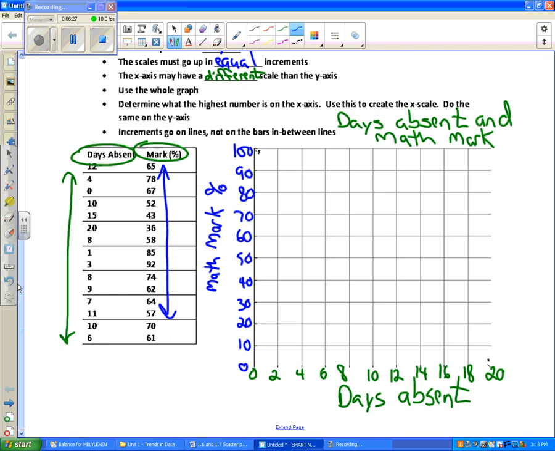So now I want to plot these. I'm going to use a red marker for this one. I want to take the 12 that I have here and the 65 that I have here, and I want to put it on my graph. So my days absent, I'm going to go over to the 12, and I'm going to go.